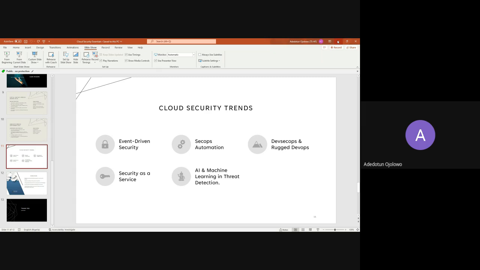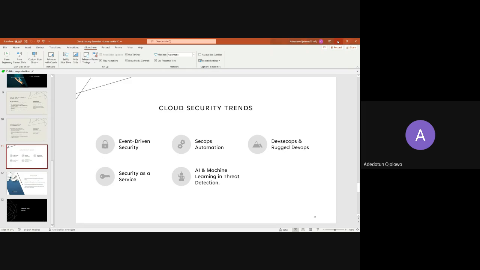AWS Config will automatically notice that, oh, this guy created an EC2 instance that doesn't have encrypted volumes. So you can now determine your response. Do you want it to replace that instance with an encrypted volume, or do you just want to be notified? That's what SecOps automation will help you do.